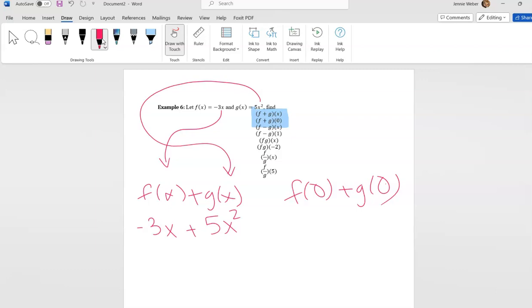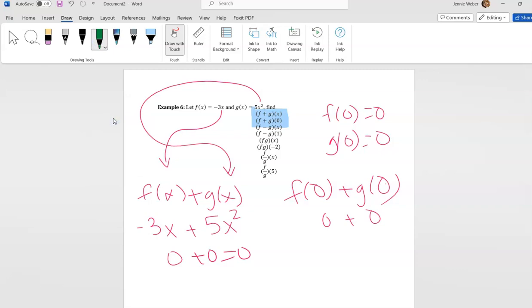Then if I was going to put 0 into here, I could do them separately. f of 0 is going to be 0, because negative 3 times 0 is 0, and g of 0 is 0. So this would be 0 plus 0. And if I put a 0 into the combined expression, it's the same thing: 0 plus 0 equals 0. That one wasn't too bad, right? We're like, okay, I got that.